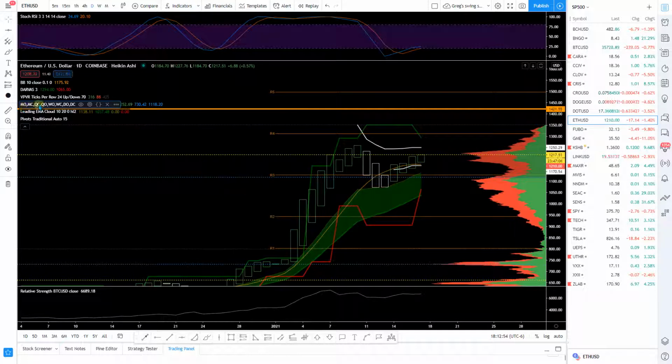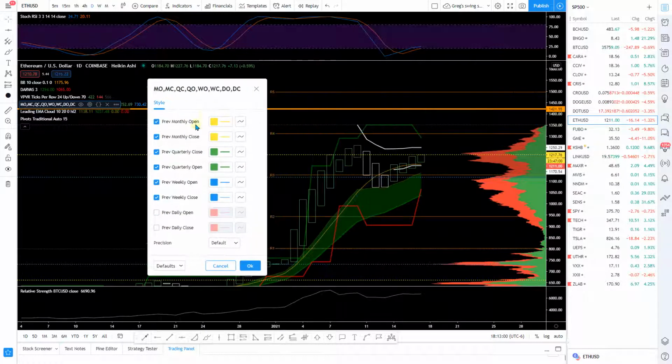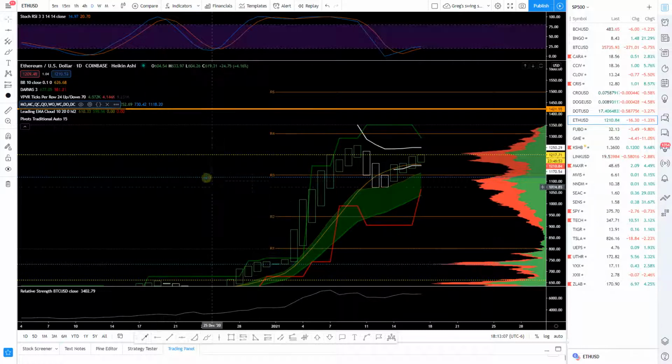The previous month, previous quarter, previous week open close, and previous day open close. I don't use the previous day open close, but I love seeing the previous monthly open, the close, open close for quarterly, open close for weekly. So that's what these lines are on here.